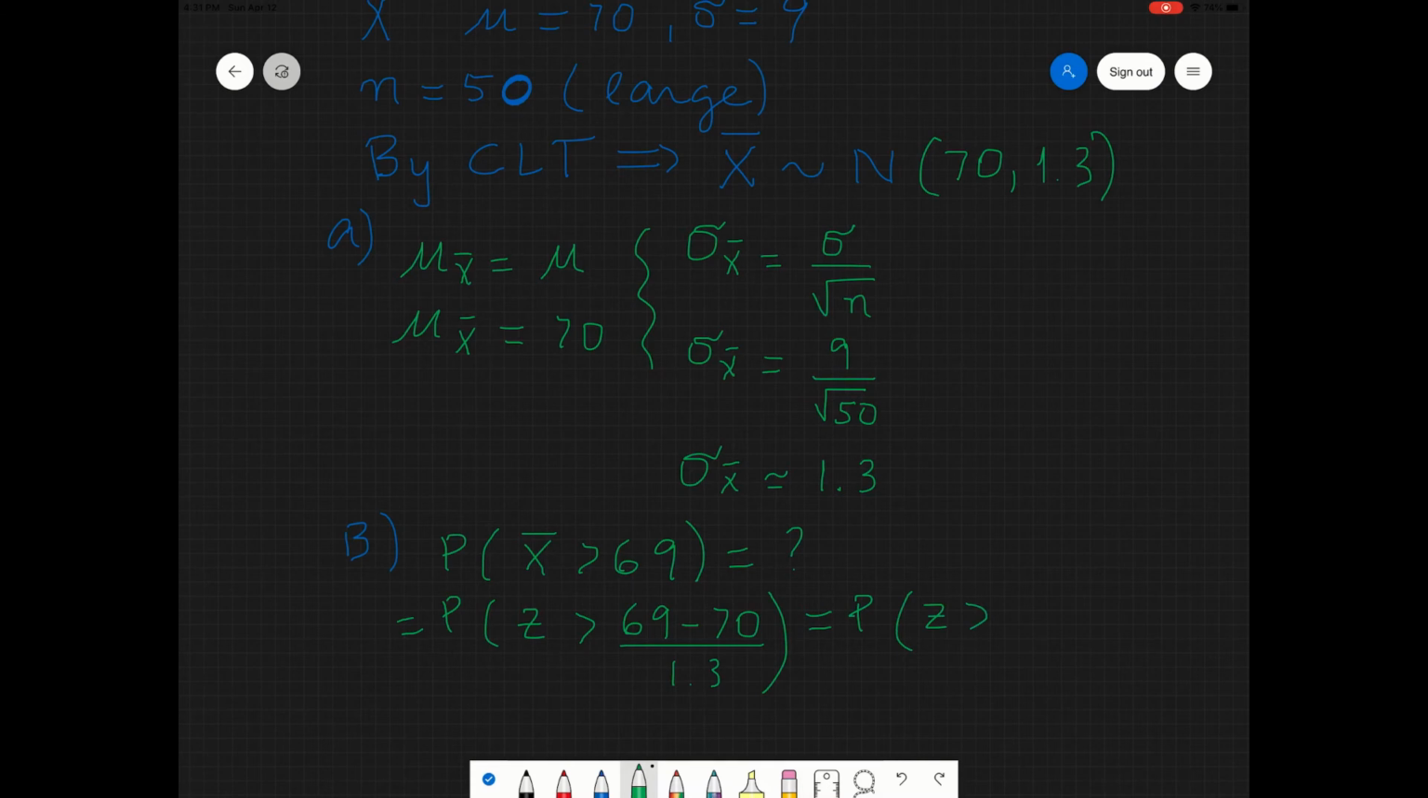So this is the same as the probability that the z-score is greater than negative 0.769. Let's round this number to 2 decimal places, so negative 0.77. The probability that z is greater than negative 0.77 corresponds to the right-hand side area of the score negative 0.77.